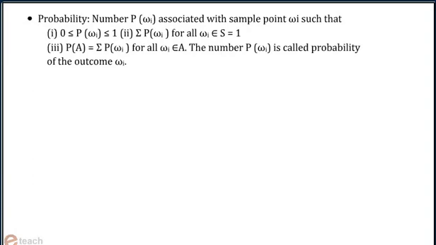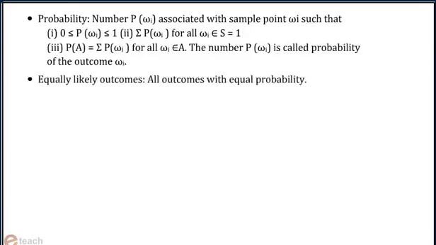Probability is a number associated with sample point omega i such that, number 1, probability of omega i is greater than or equal to 0 and less than or equal to 1. Number 2, summation of probability of omega i for all omega i belonging to S is 1. Number 3, probability of A equals summation of probability of omega i for all omega i belonging to A. The number probability of omega i is called probability of the outcome omega i.